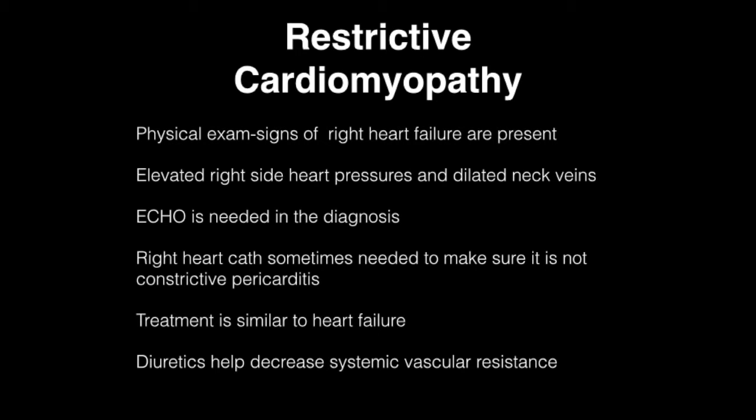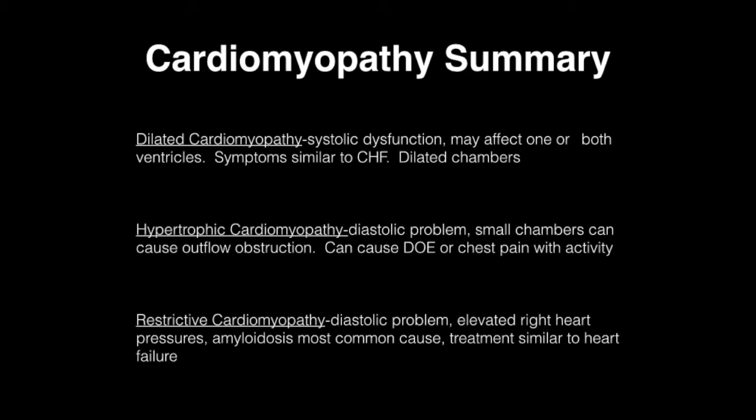To sum things up, dilated cardiomyopathy, you see systolic dysfunction, may affect one or both ventricles, and the chambers are large. Symptoms are similar to CHF. Hypertrophic cardiomyopathy is a diastolic problem where you have small chambers. For memory's sake, we're going to relate this to restrictive cardiomyopathy. Both have small ventricular chambers, and they both have diastolic dysfunction.